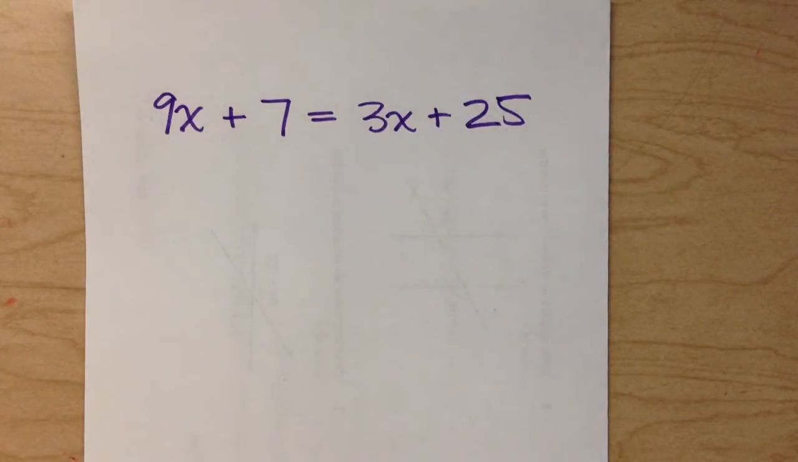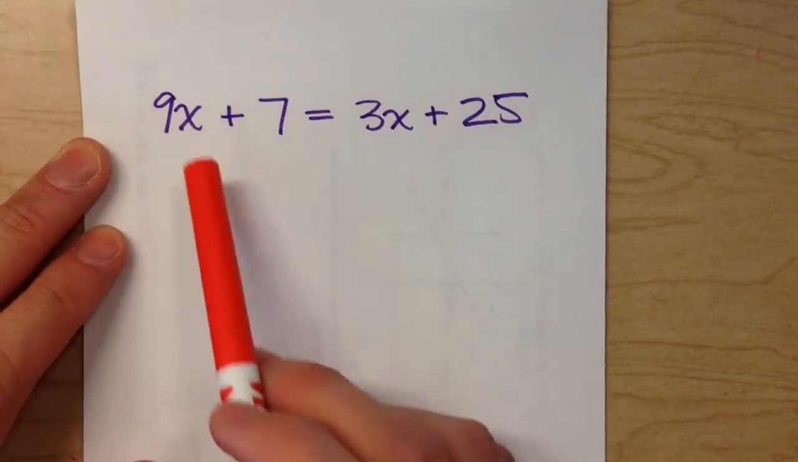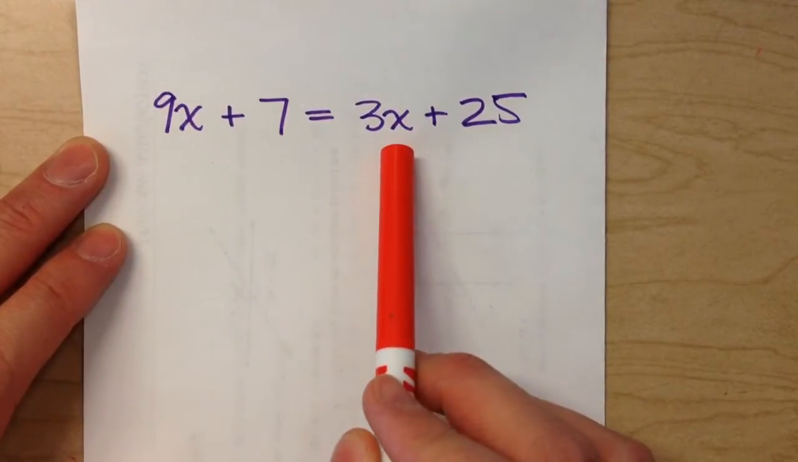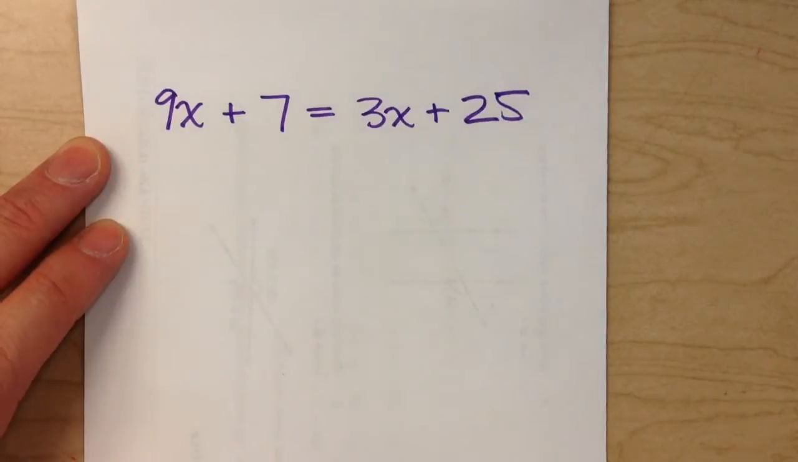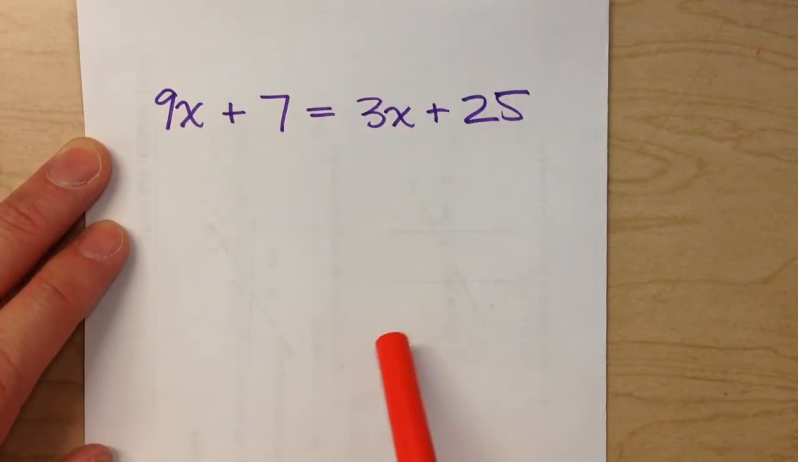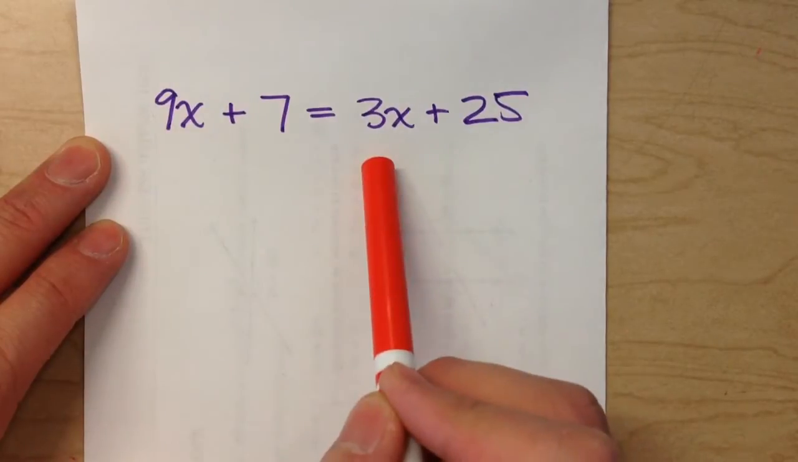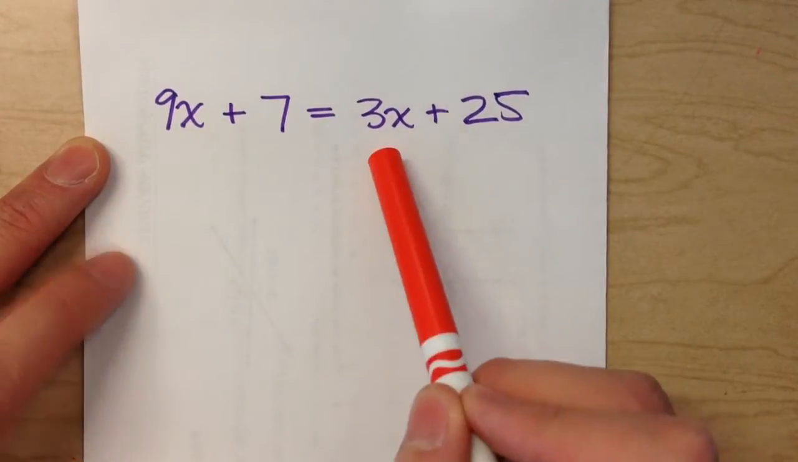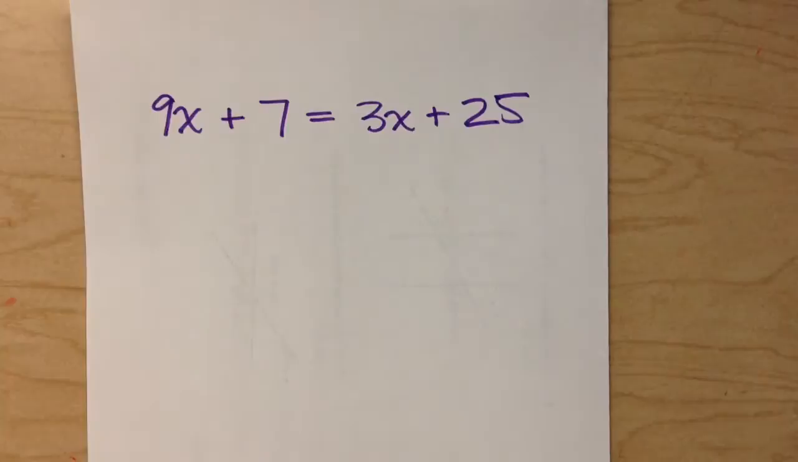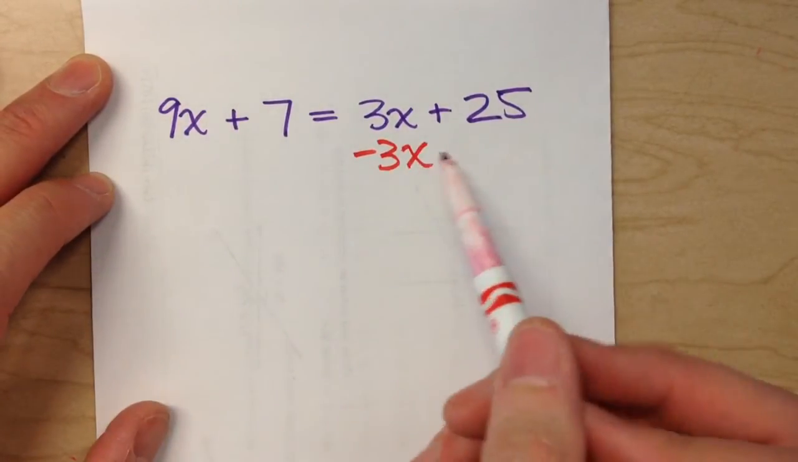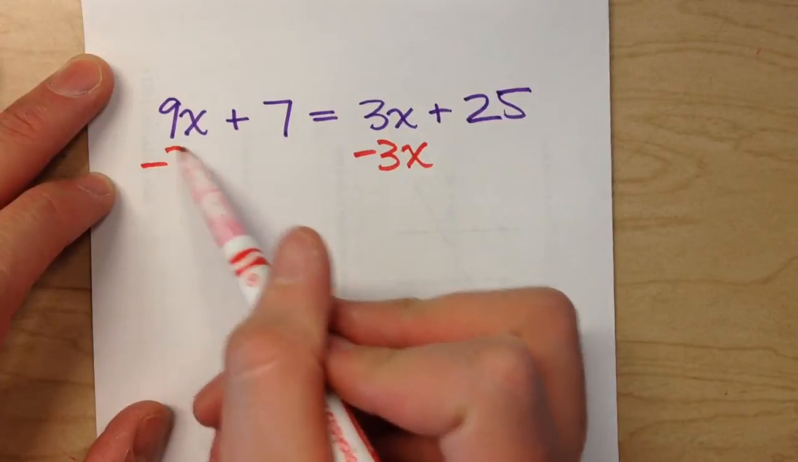Today we solved equations that have x on both sides of the equal sign. So in order to solve these, your first step is to get rid of all the x's off one side. Now this side has 9 x's, this side has 3 x's, so we're going to get rid of all the x's over here. So what I'm going to do is subtract 3x from this side, but what I do to one side I have to do to the other.